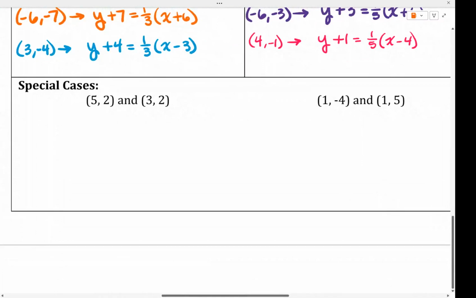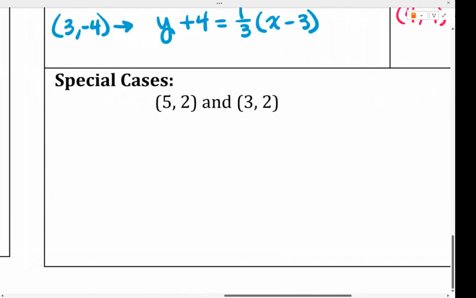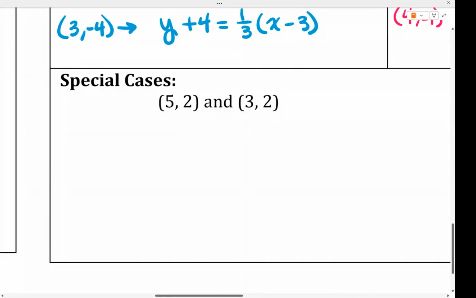All right, now we have two special cases when we are trying to write our equations. So we are going to first look at an example that uses the points (5, 2) and (3, 2). The first thing we want to do is find our slope. That should always be our go-to when we're given 2 points, is figure out what our slope is. That tells us a little bit about our line, and that gives us a good starting place.